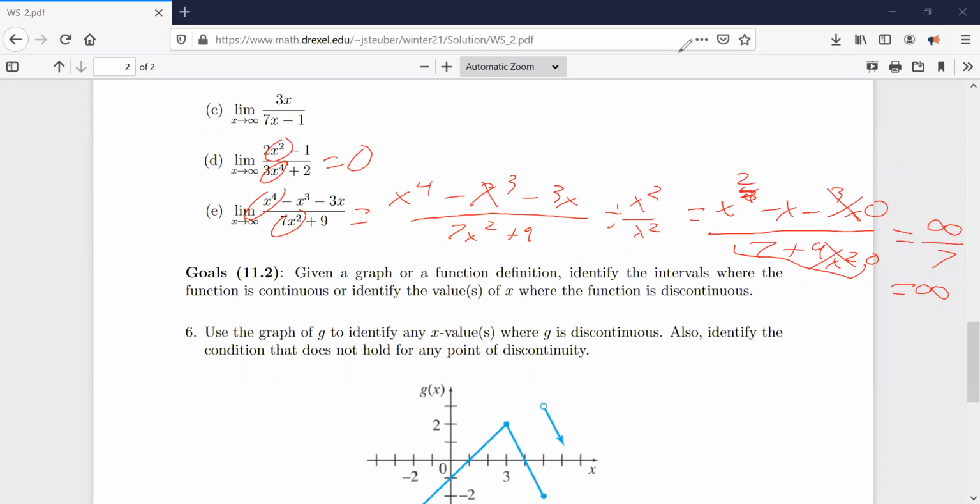So if you want to go through that whole process, that works fine. Or I can just say, okay, top has a bigger power than the bottom. And that tells me that I'm going to be approaching either positive or negative infinity. And then I just look at, as the top goes off to infinity, is that going to be positive or negative? It's going to be positive. As the bottom goes off to infinity, as x goes off to infinity, is the bottom going to be positive or negative? That's going to be positive. So positive over positive is positive. Does that make sense?